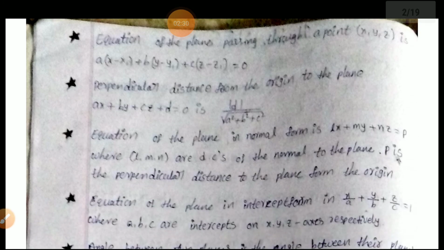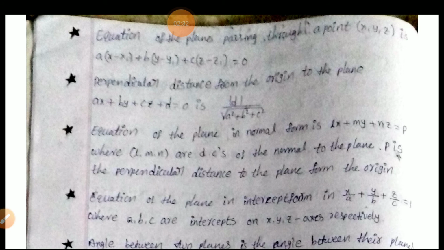Now suppose the plane is passing through (x1, y1, z1), then its equation is given by a times (x minus x1) plus b times (y minus y1) plus c times (z minus z1) equal to 0. Then the perpendicular distance of the plane ax plus by plus cz plus d equal to 0 from the origin is given by modulus of d by square root of a square plus b square plus c square.